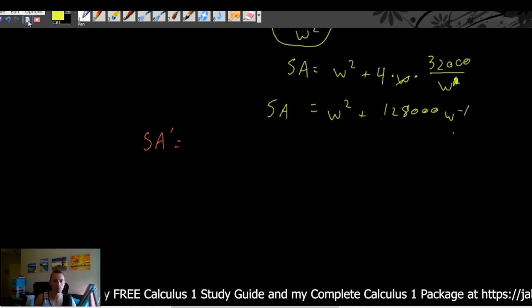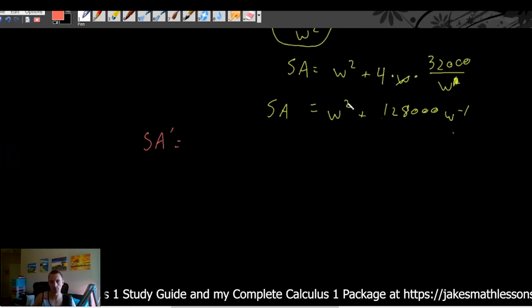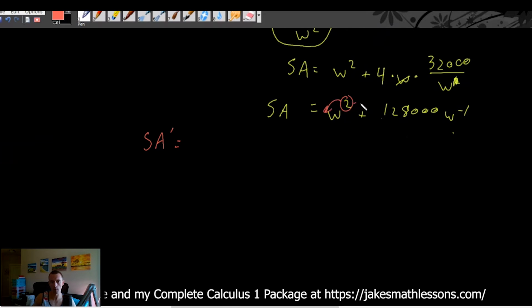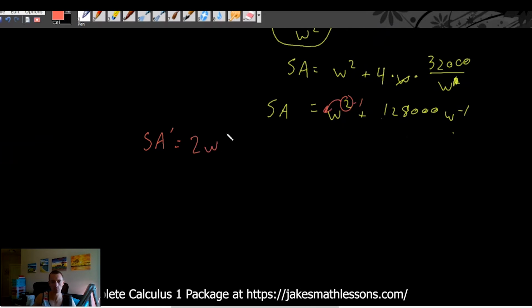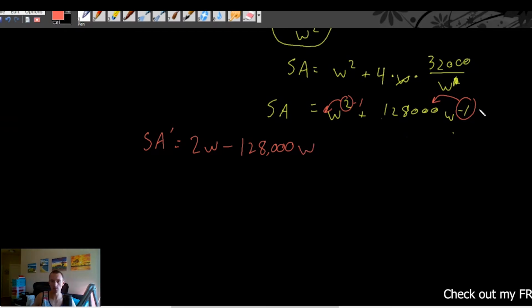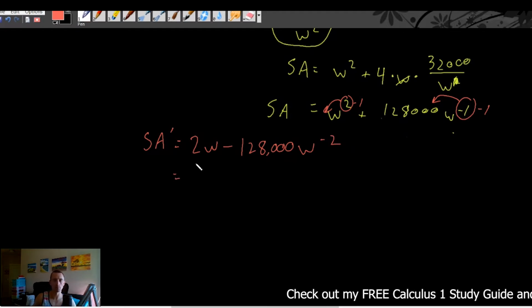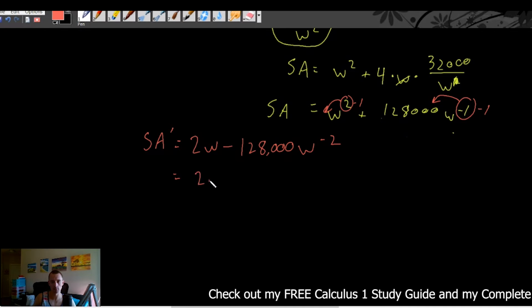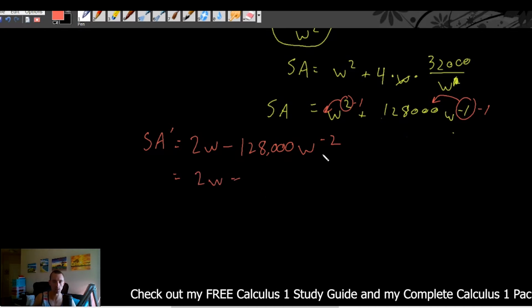So now to find the derivative of this function, we can just use the power rule. Power rule says we're going to bring this 2 down in front and then minus 1 from the power. So that's going to give us 2W to the first, which is just 2W. And then again, power rule here says we bring our power down in front and multiply it by the coefficient. So instead of plus 128,000, we are now going to have minus 128,000. And then keep our base W as W, and then minus 1 from the power. Negative 1 minus 1 is negative 2. Okay? Now I'm just going to put this back into a fraction because the next step is going to be easier with it not being in a negative power.